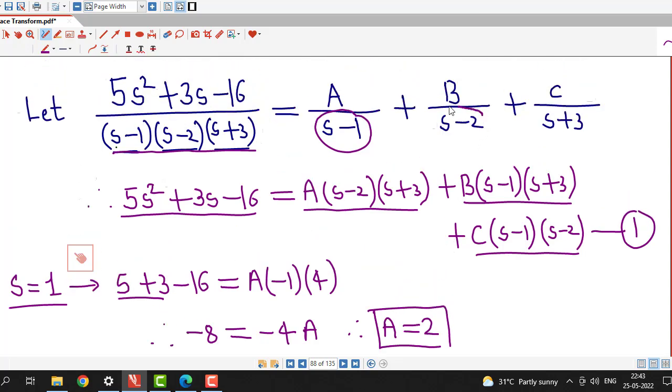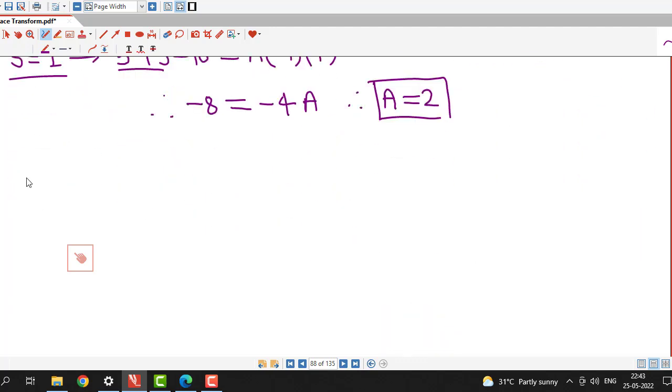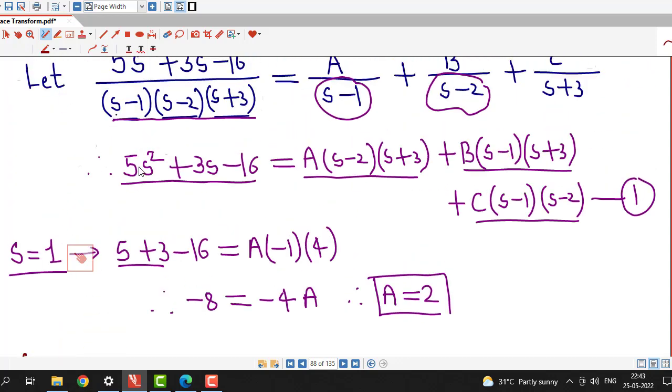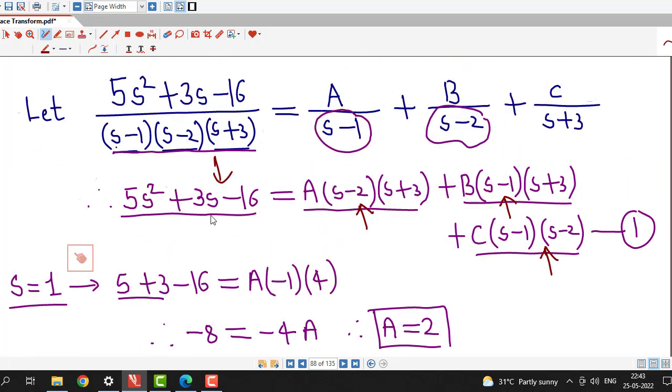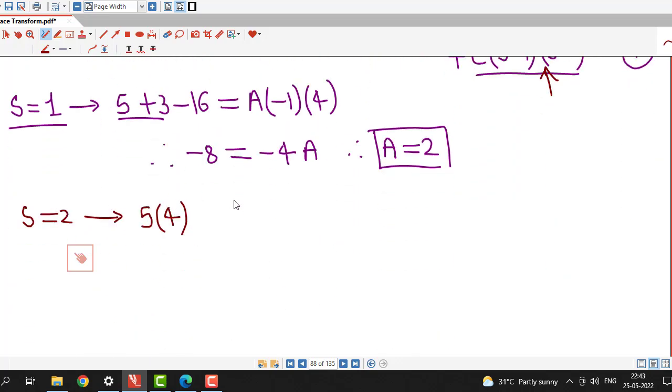Now we take s equal to 2 because s minus 2 will be 0 for s equal to 2. So now we see what we can find out for s equal to 2. On the right hand side, s minus 2 is in these two terms. So these two terms will be 0 for s equal to 2, and here we will put s equal to 2 and here also. So 5 into 2 square, that is 5 into 4, plus 3 into 2, that is 6, and minus 16.